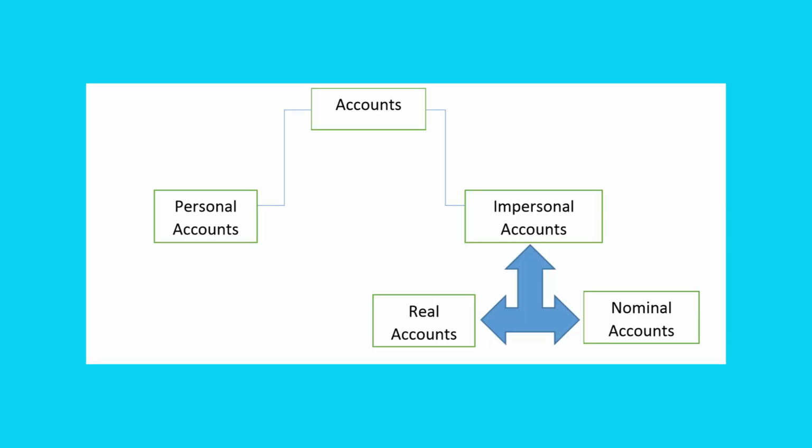So let us now look at the different types of accounts. From that diagram we have accounts. So we have two types of accounts, personal accounts and impersonal accounts. So we have said that impersonal accounts can further be divided into real accounts and nominal accounts.